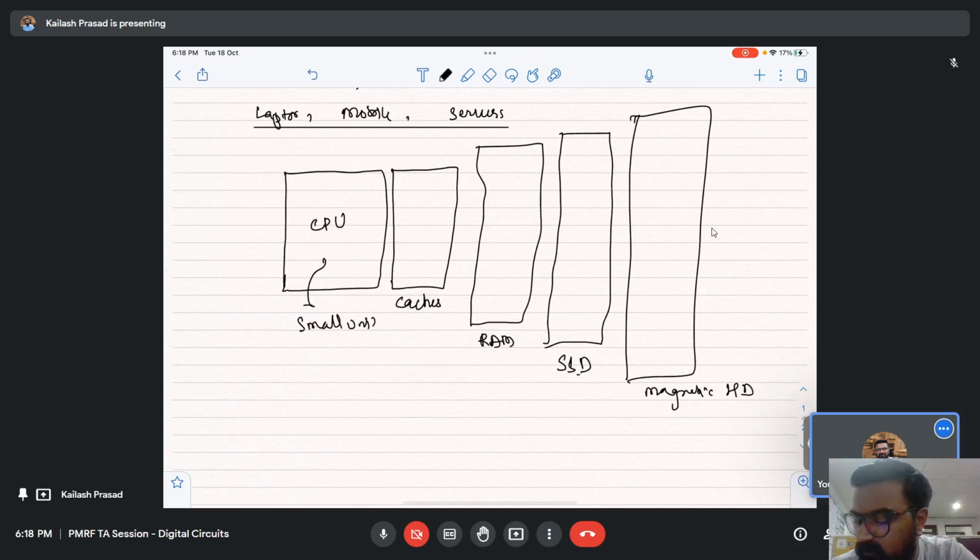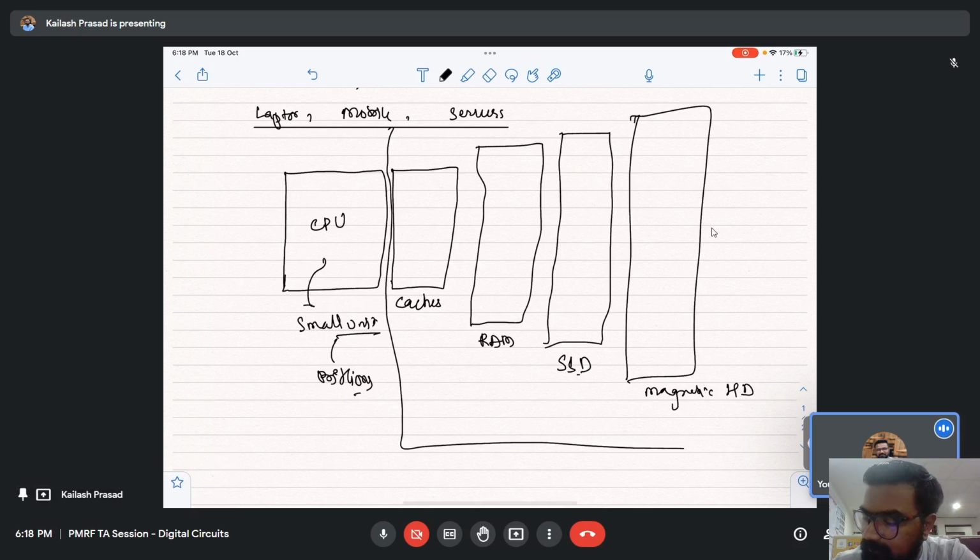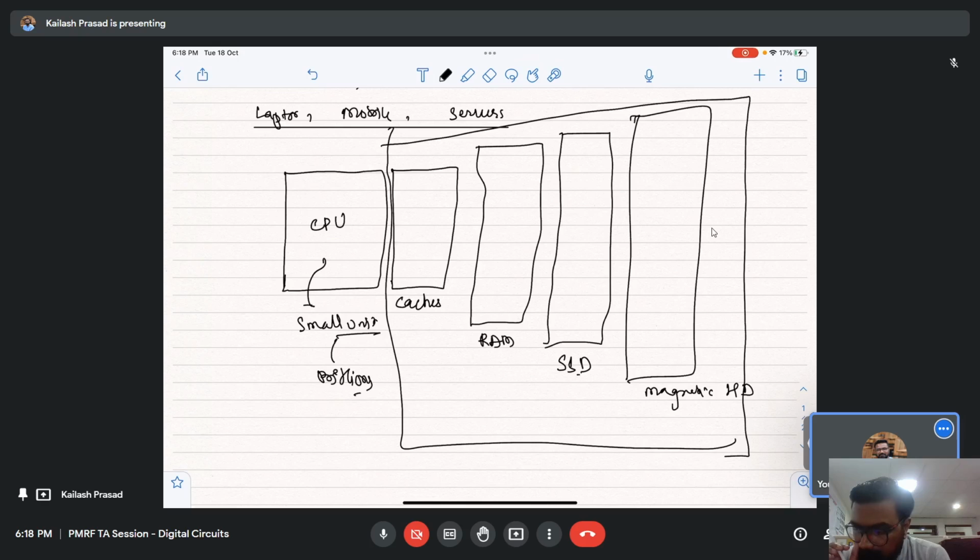Please note that this CPU is a very small unit, but it contains billions of transistors. If you see, most of the components inside your system are nothing but memories, memories at different levels. What are the caches made up of? What is the basic cell? I have discussed this in one of the lectures. Can anybody tell me what these caches are made up of?